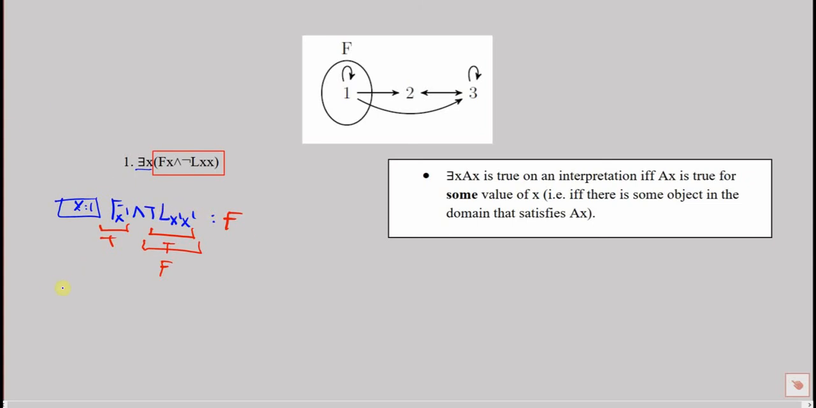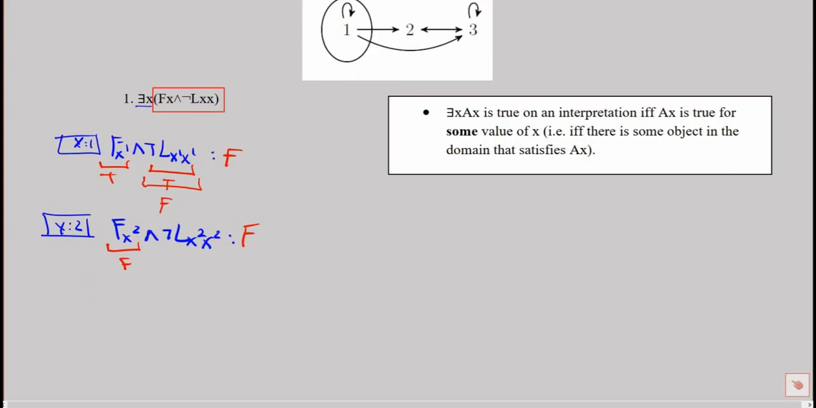Now the question is, does object 2 satisfy the thing in the box? So we are going to treat x as referring to object 2. So we will get Fx2 and the negation of Lx2, x2. Here we can easily see that Fx2 is false because 2 is not in the extension of F, and that makes the whole conjunction false.